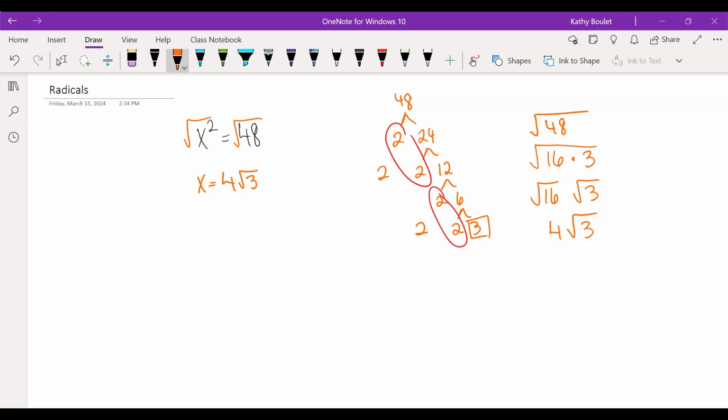So for me, the factor tree method always works. I struggle to come up with the two numbers to multiply together where I can take the square root of one of the numbers.